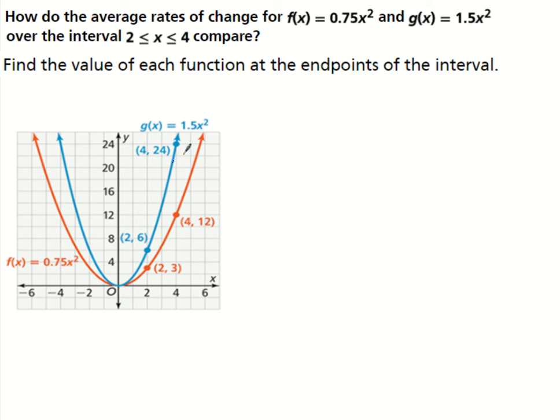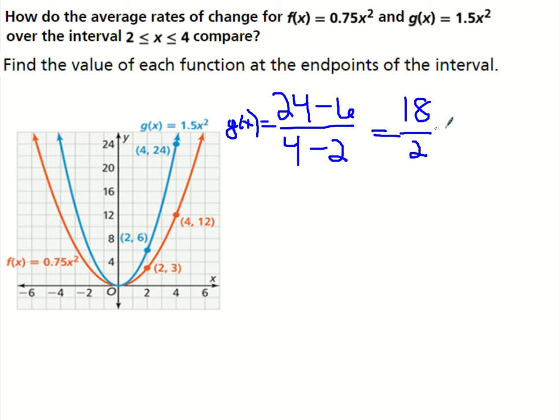If I'm looking for the rate of change, I'm just finding the slope between this interval, between 2 and 4. Slope is change in y over change in x. That's 24 minus 6 over 4 minus 2. And this is for g of x. That's going to get me 18 over 2, which gives me an average rate of change of 9 over 1. So the average rate of change over this interval is just 9 over 1. So it's going up 9 every 1. That's not exactly what it's doing, but that's the average.